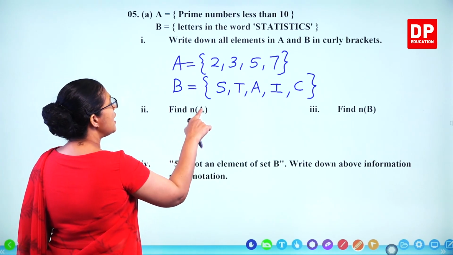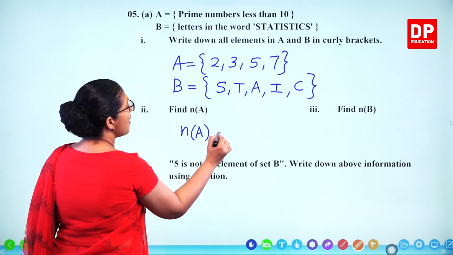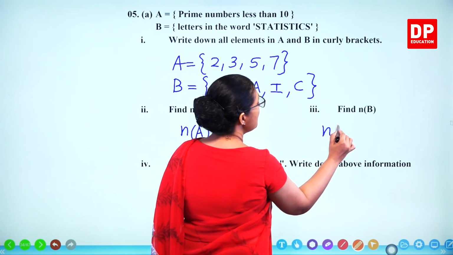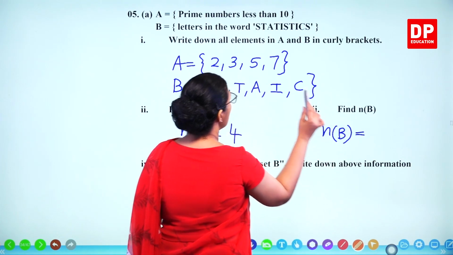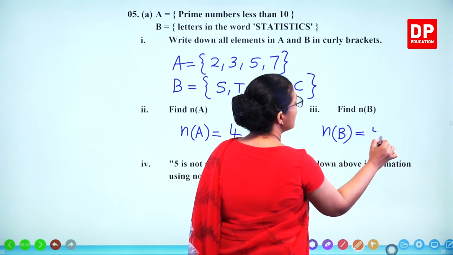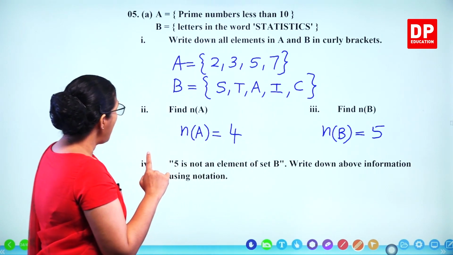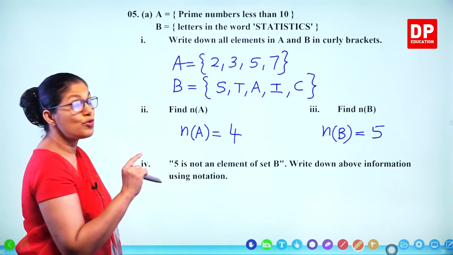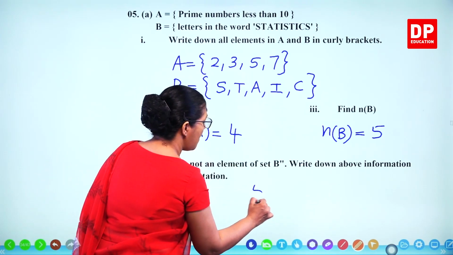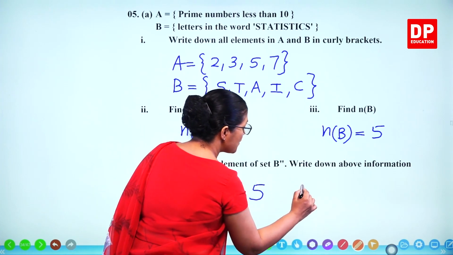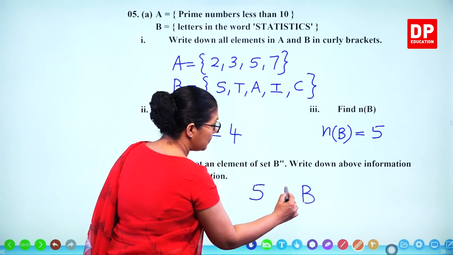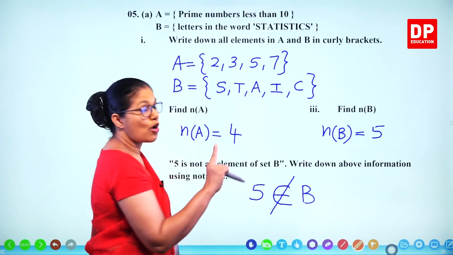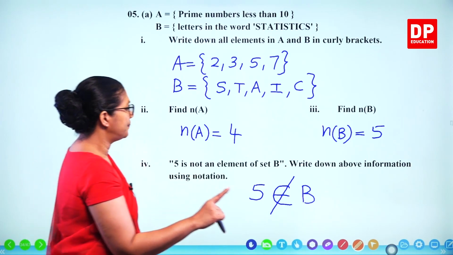Find number of elements in A. Number of elements in A: 1, 2, 3, 4. Number of elements in B: 1, 2, 3, 4, 5. And fourth part, 5 is not an element of set B. Write down above information using notation. 5 is not an element of set B. What's the symbol? We write this one and cross it out because it does not belong to B.